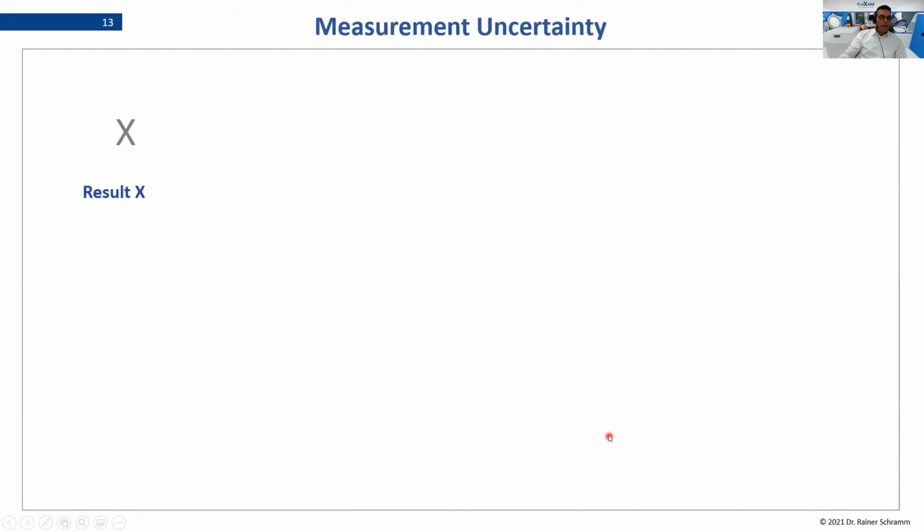Okay, so then last but not least, we have to talk about measurement uncertainty. What does this mean? Measurement uncertainty is an estimation for the future. That means if you do a measurement tomorrow and you want to tell your customers what is the measurement uncertainty for that value, that means you will determine a result X, and this has an expanded uncertainty of U.